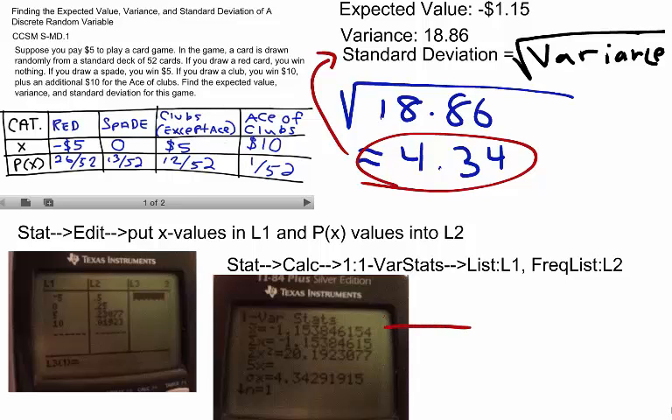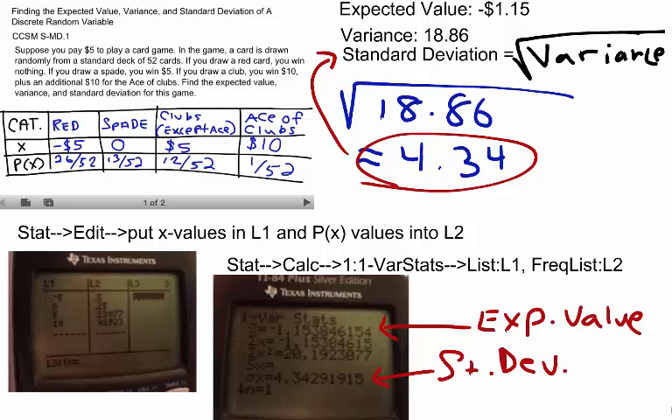We have our X bar, which is our expected value. You can see that's negative 1.15. We don't have our variance, but we do have our standard deviation, sigma x, 4.34. And to find the variance, you'll simply take sigma x and square it, which will yield the 18.86, which we found earlier.